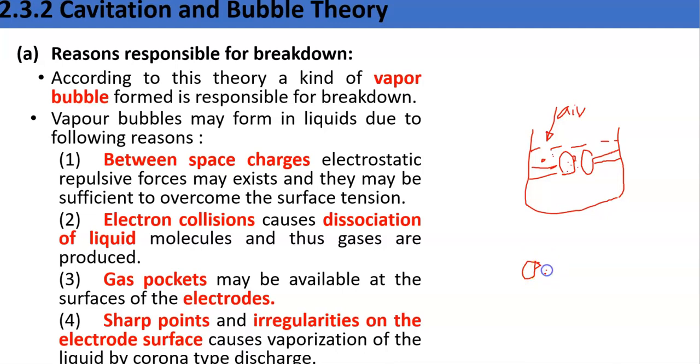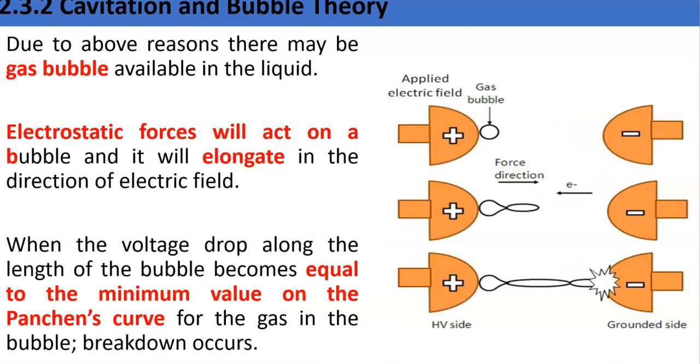Because electrons will start injecting from this, it is very high intensity. Of course the cathode material is a conducting material, so electrons will get excited, and then you can see this tip will explode and it will create gas bubbles in the liquid. Okay, so gas bubbles will be created. So sharp points and irregularities on the electrode surface cause vaporization of the liquid, with a corona type of discharge.